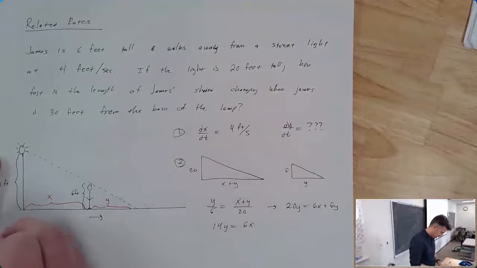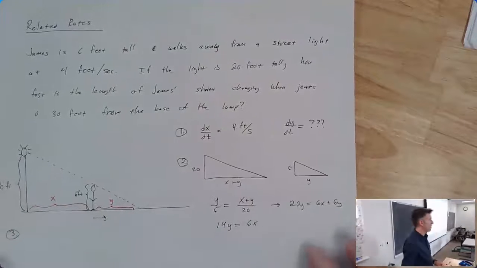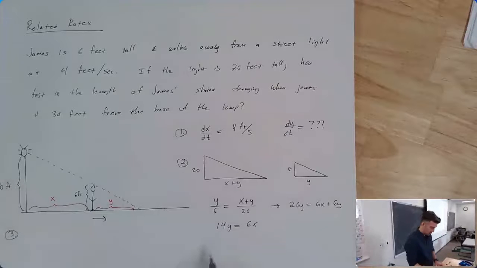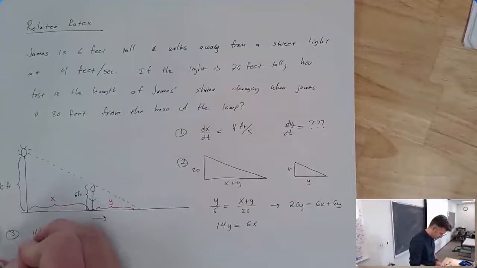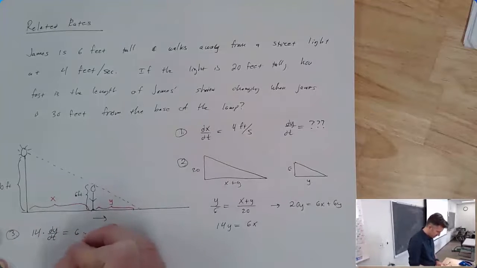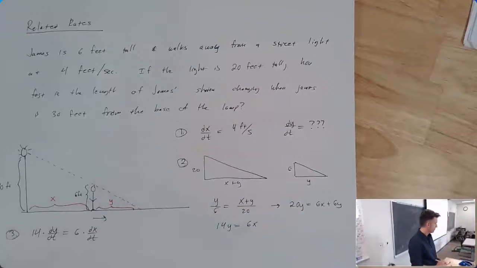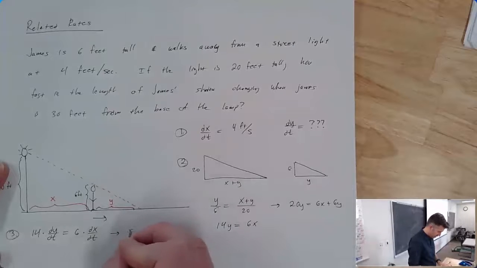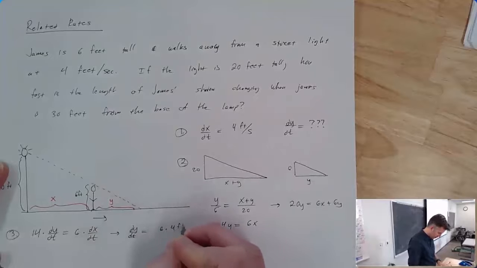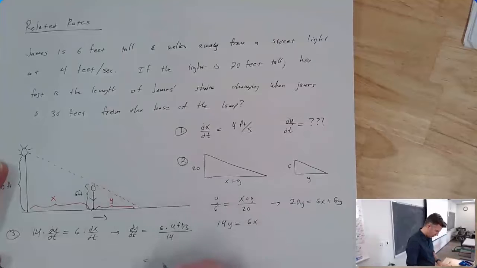So then if we differentiate both sides, this is where things get interesting. This is where this problem is kind of unique. If I differentiate the left-hand side, I get 14 times dy/dt. If I differentiate the right-hand side, I get 6 times dx/dt. And then I'm going to plug in the things I know and solve for what I don't. I know dx/dt is 4 feet per second. So I get that dy/dt is equal to 6 times 4 feet per second divided by 14, which comes out to be 24 over 14, which reduces to 12/7 feet per second.